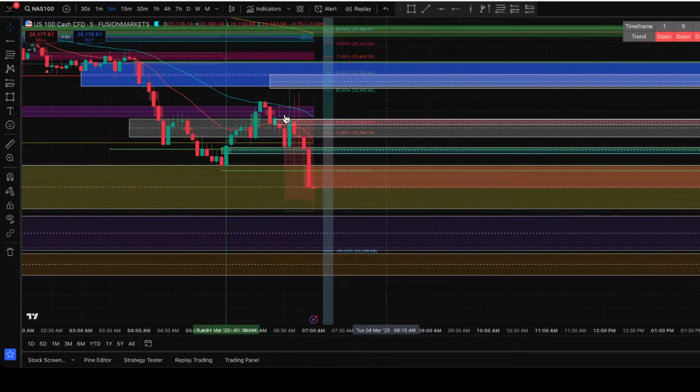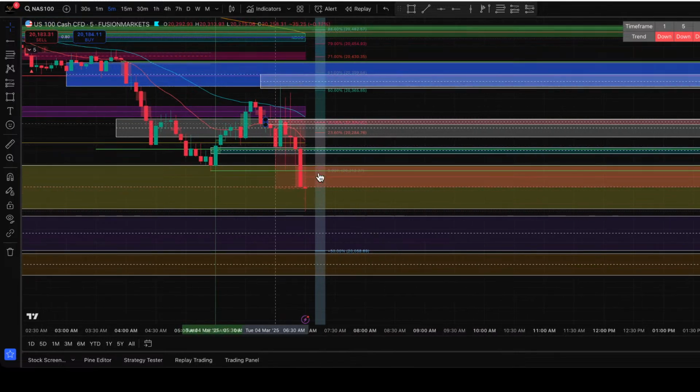Look how tight that range was. This is our first fair value gap on the 5M that's even being created, the NY fair value gap. Let's see if it stays open actually. Still has 3 minutes left.